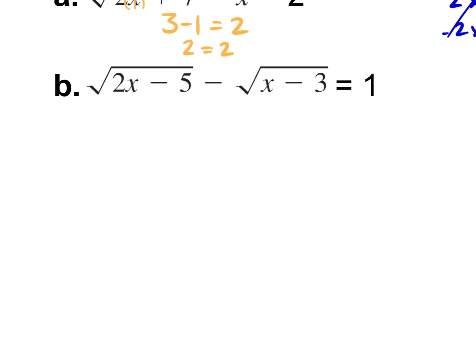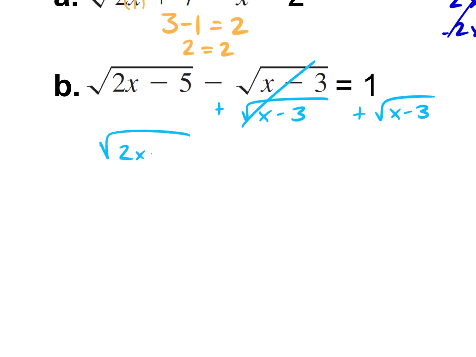All right, let's do B. So step 1 we said is to isolate our radical. Here we have 2 radicals, so we really can't isolate it, but let's at least isolate one of them. What should we do to isolate our radical here? Add square root x minus 3 to move it to the other side. So we have the square root of 2x minus 5 is equal to 1 plus the square root of x minus 3.